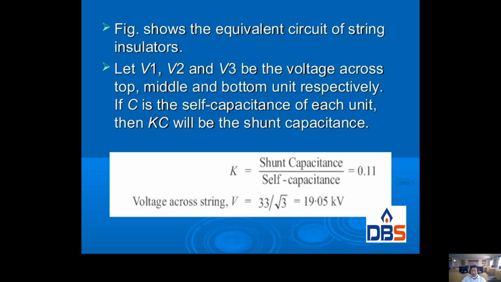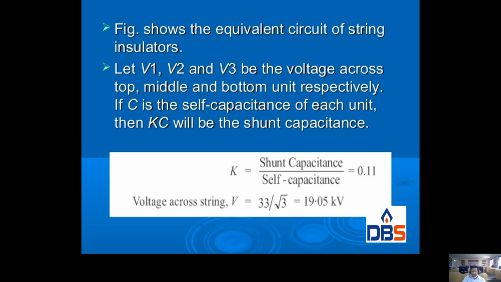Let V1, V2, V3 be the voltage across the top, middle and bottom unit respectively, C the self capacitance of each unit, and Kc the shunt capacitance. So K is equal to shunt capacitance by self capacitance. Shunt capacitance is 11% of self capacitance, so K is 11 by 100, that is 0.11. The voltage across the string V is equal to the given line voltage 33 kV divided by root 3. So 33 by root 3 is equal to 19.05 kV. So we determined the K value, and we determined the voltage across the string, the phase voltage.